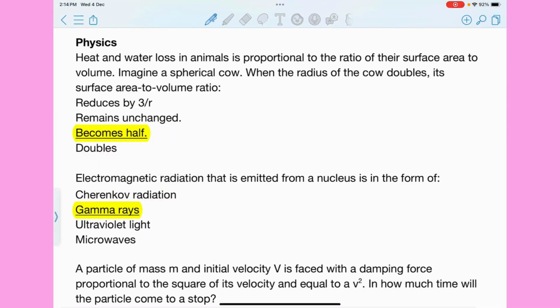So, if we are considering the cow to be a sphere, the surface area of the sphere becomes 4 pi r square. Now the second condition says that if the radius of the cow gets doubled, the r now becomes 2r. We need to find the area to volume ratio. Area is 4 pi r square, volume becomes 4 by 3 pi r cube.